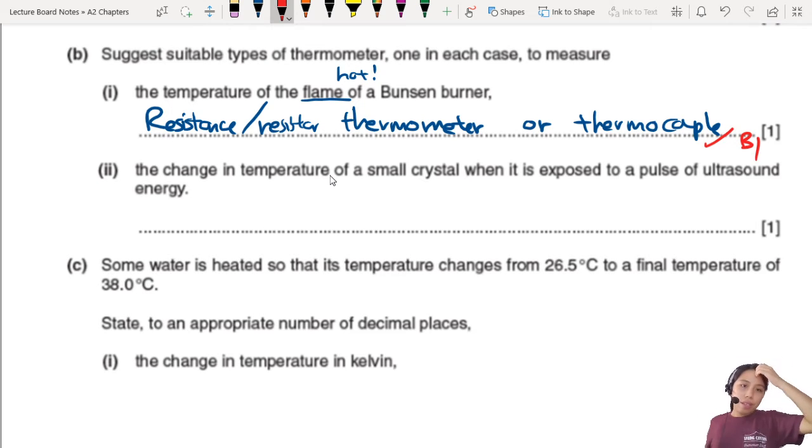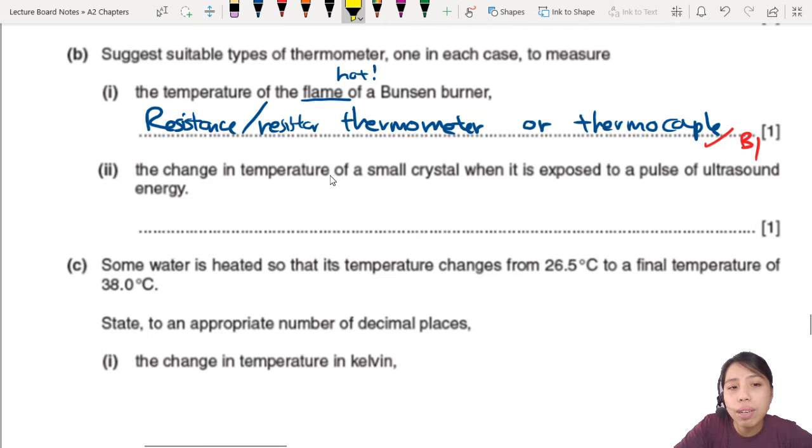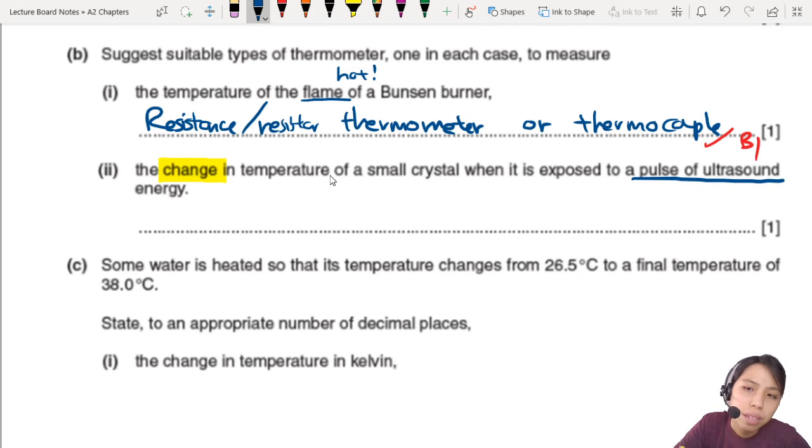Okay, next one. The change in temperature of a small crystal when it's exposed to a pulse of ultrasound energy. Now, I don't really know what the temperature is on this one. They didn't tell us, is it hot, is it cold? I don't know. But the important keyword is a change in temperature. There are not many thermometers that measure change very quickly and very well. And if this is a pulse of ultrasound, it's probably an instantaneous change. Pew! Suddenly it's hot, suddenly it's cold. I don't know. So maybe I would think of something that can measure changes pretty well.